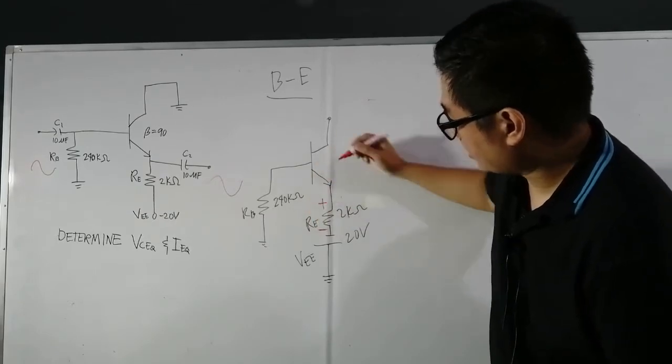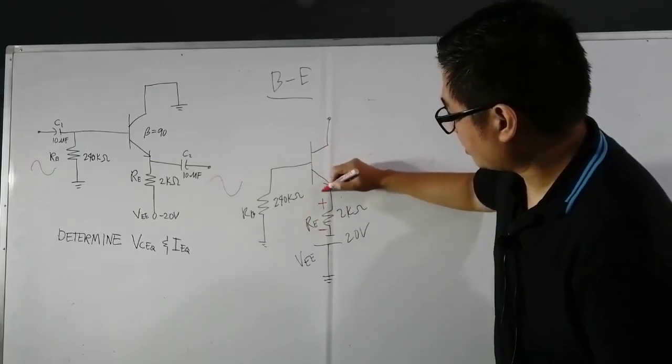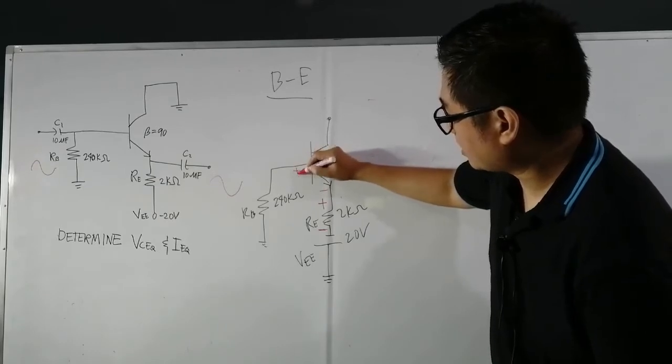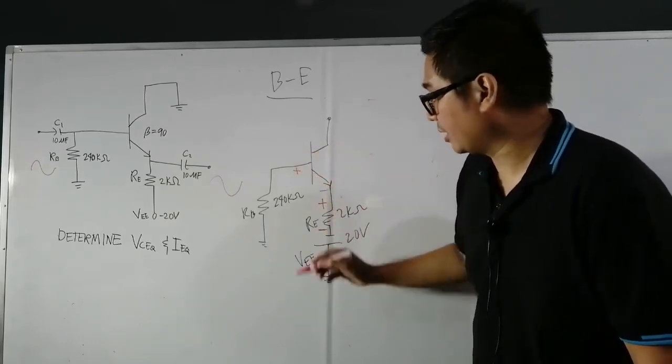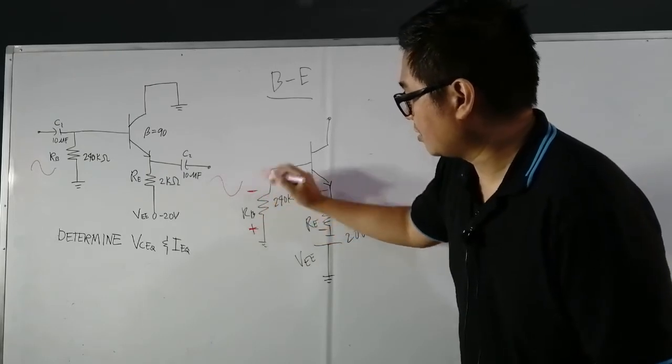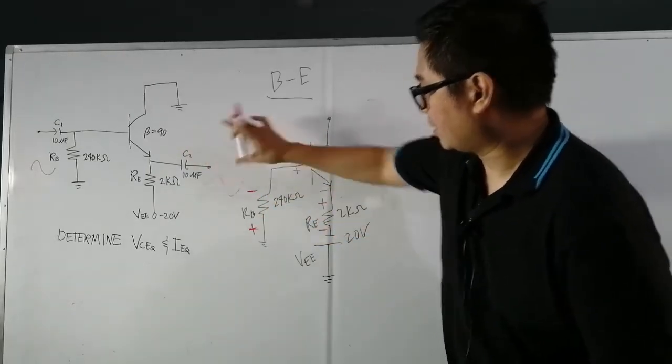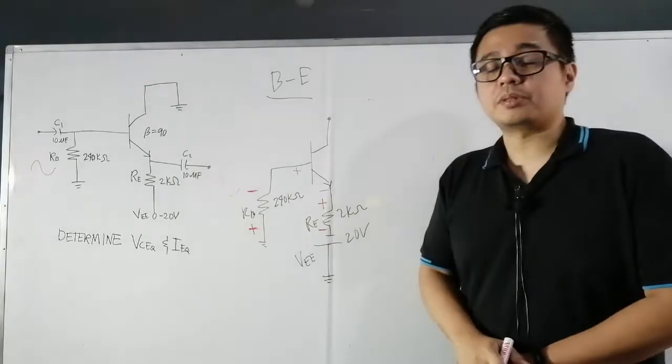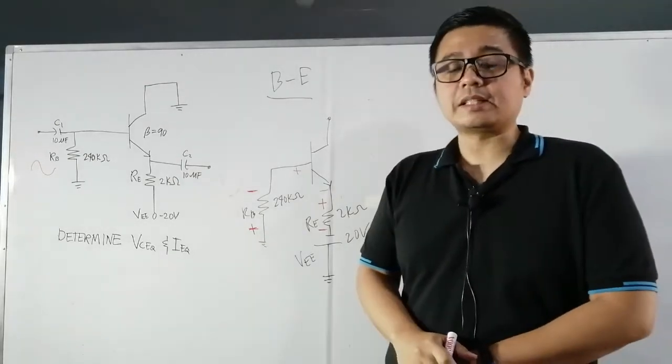This is plus. This is minus. This is plus kasi meron tayong VBE doon. And then this is plus, and this is minus. Alright. These are the induced polarities for the induced voltages.